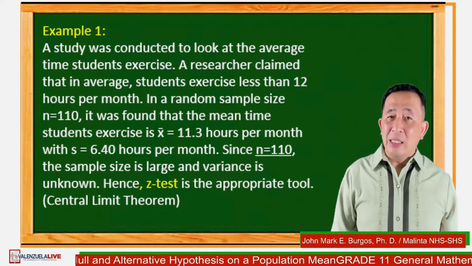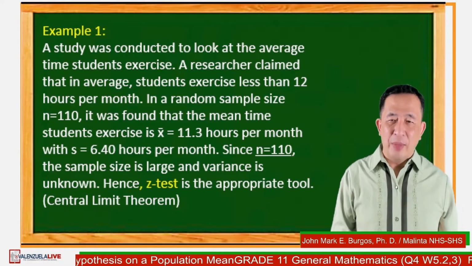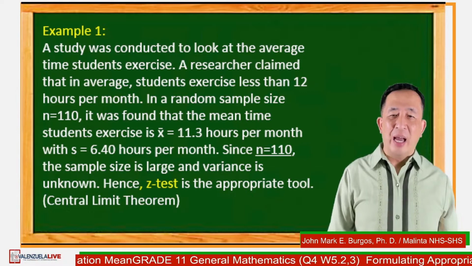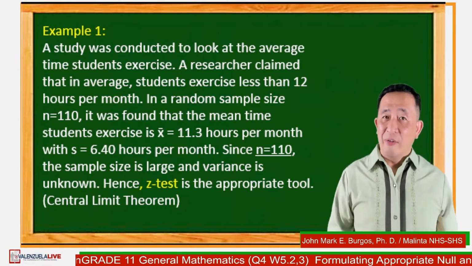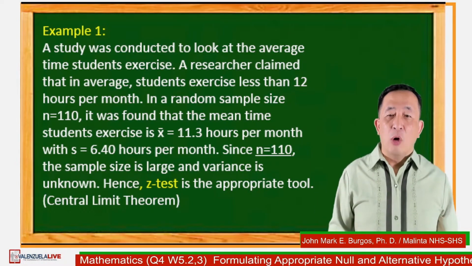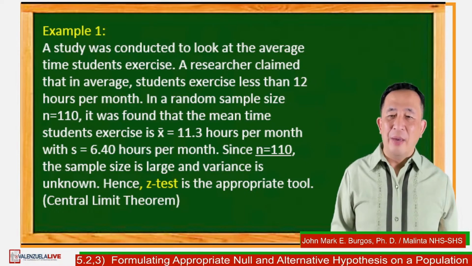Now, since the sample size is 110, the sample size is large and the variance is unknown. Therefore, we will be using the z-test, which will be the appropriate tool in the central limit theorem.